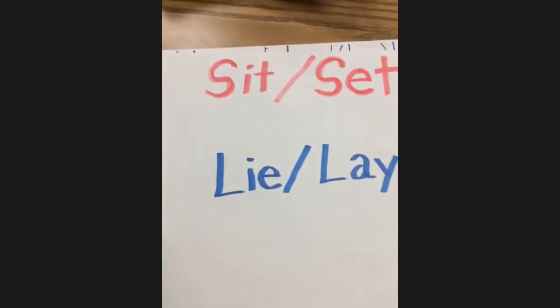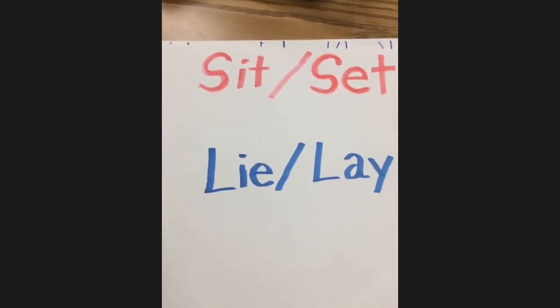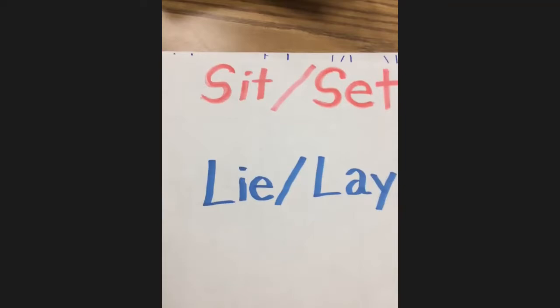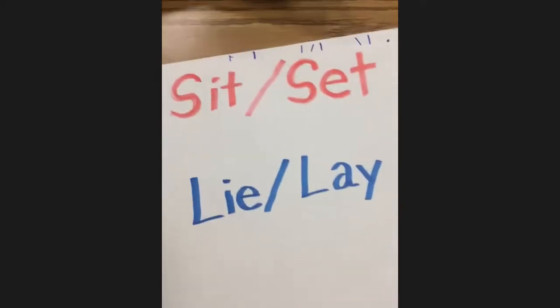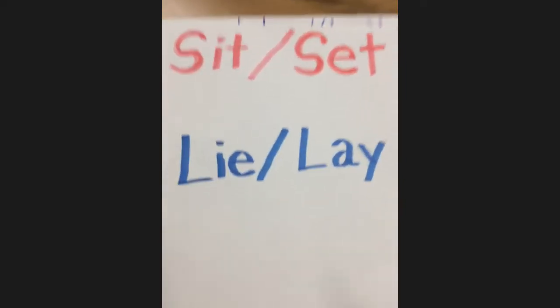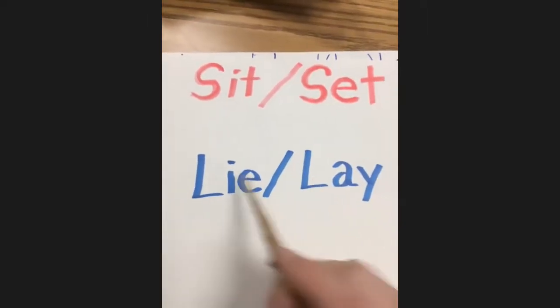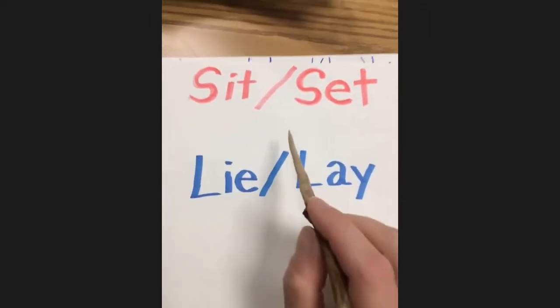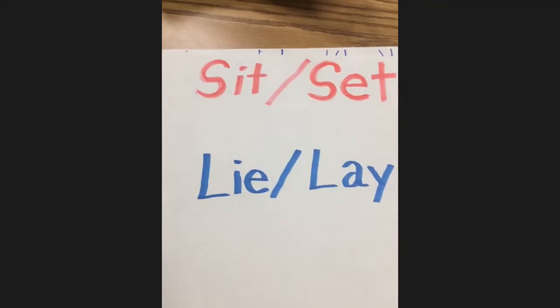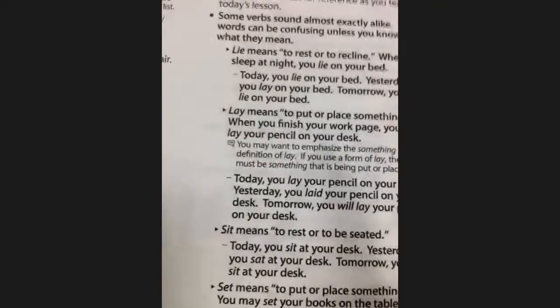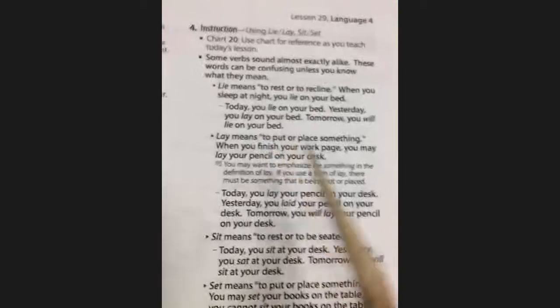As you can see, you can probably guess what we're going to be talking about today. The words sit, set, lie, and lay. First of all, what do these words mean? They mean different things. I'm going to just show you this sheet that I have here. Look. You see that? I know it has to focus sometimes.